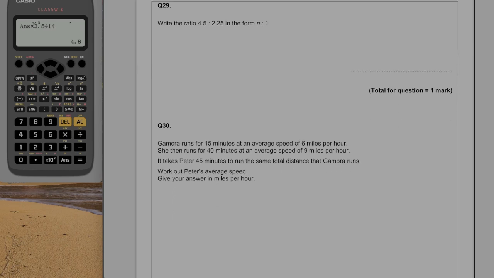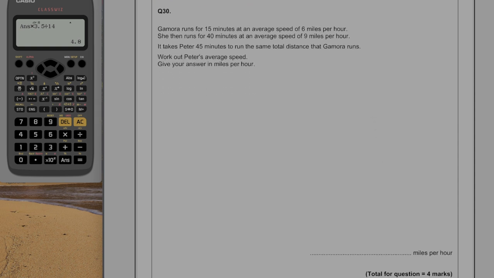Right, question 29. Write the ratio 4.5 to 2.25 in the form n to 1. Right, so if we wanted to get from there to 1, we'd be dividing by 2.25. So we do that there, and that's actually quite a nice one, because 2.25 is exactly half of that, so that would be 2. So 2 to 1.